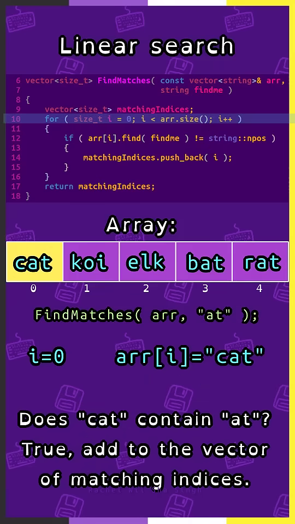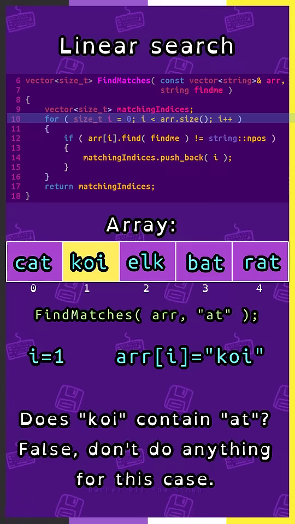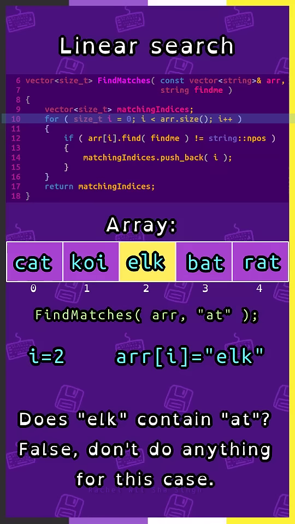So when i is 0, array sub i is cat. Does cat contain "at"? True, add to the vector of matching indices. When i equals 1, array sub i is koi. Does koi contain "at"? False, don't do anything in this case. For i equals 2, array sub i is elk. Does elk contain "at"? False.